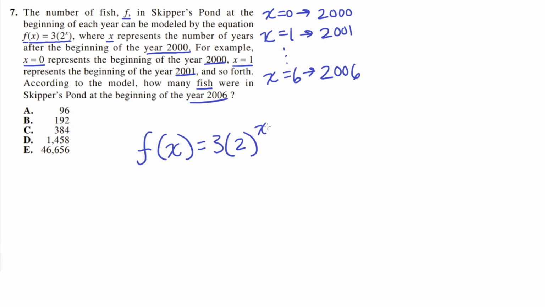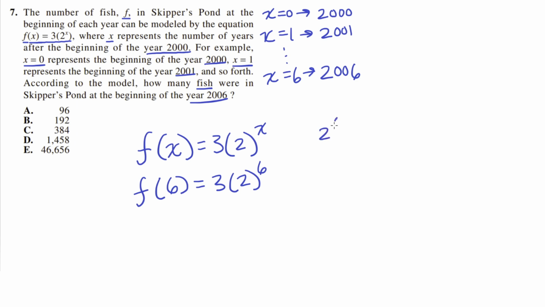So we just need to replace this x in the equation that gives us the number of fish with 6, which corresponds to the year 2006. So we just need to find the value of f of 6, where x equals 6. So 3 times 2 raised to 6.